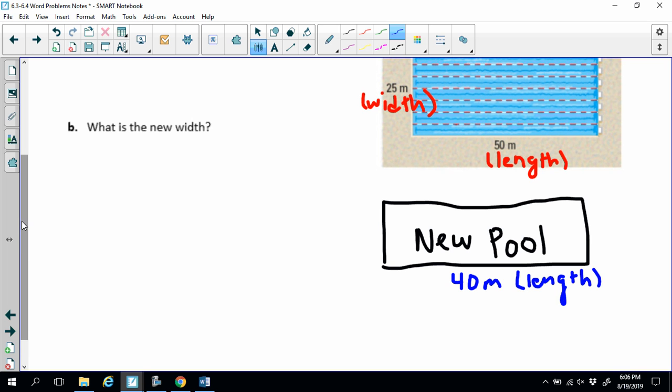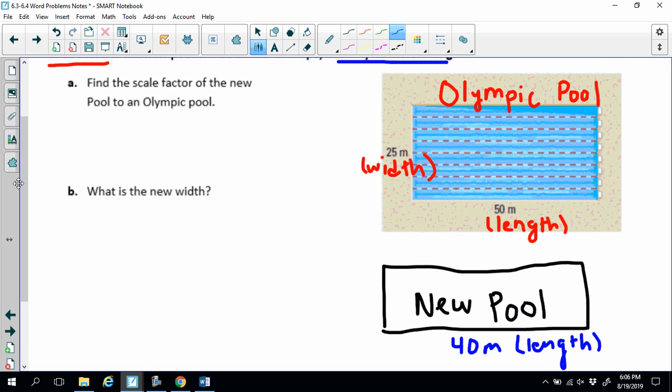So for part A, it asks us to find the scale factor of the new pool to an Olympic pool. Now, since the new pool came first in this sentence, that has to be on top, while the Olympic pool is going to be in the denominator. So I'm going to put new pool. Actually, I'll keep the blue just to represent that. So we have the new pool, and we'll just have to use one of its dimensions for that, and that will be all over the Olympic pool.